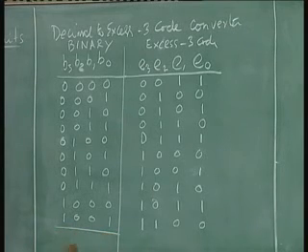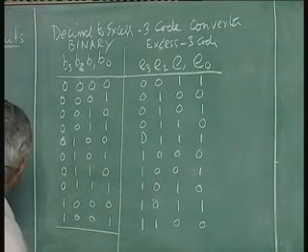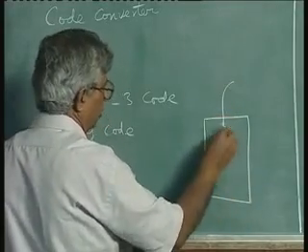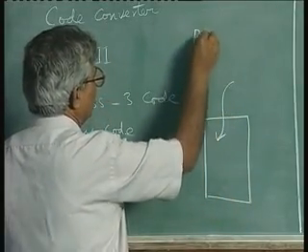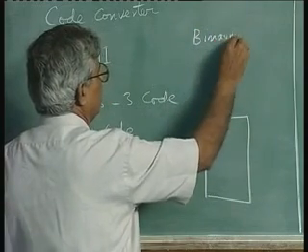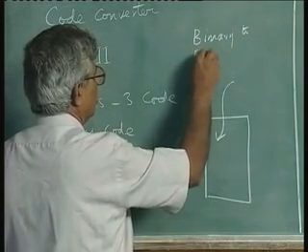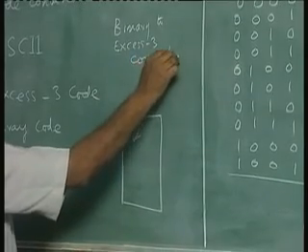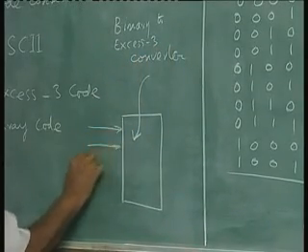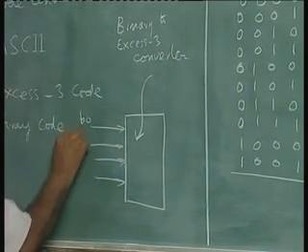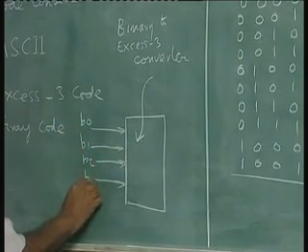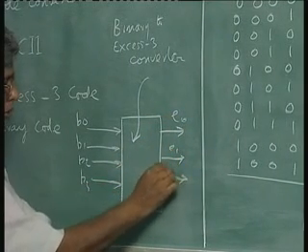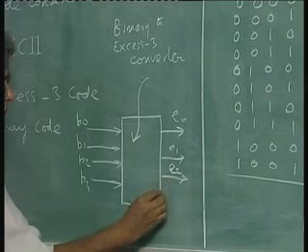What we are going to design is a binary to XS3 converter, in which I will give B0, B1, B2, B3 as inputs and get E0, E1, E2, E3 as outputs.